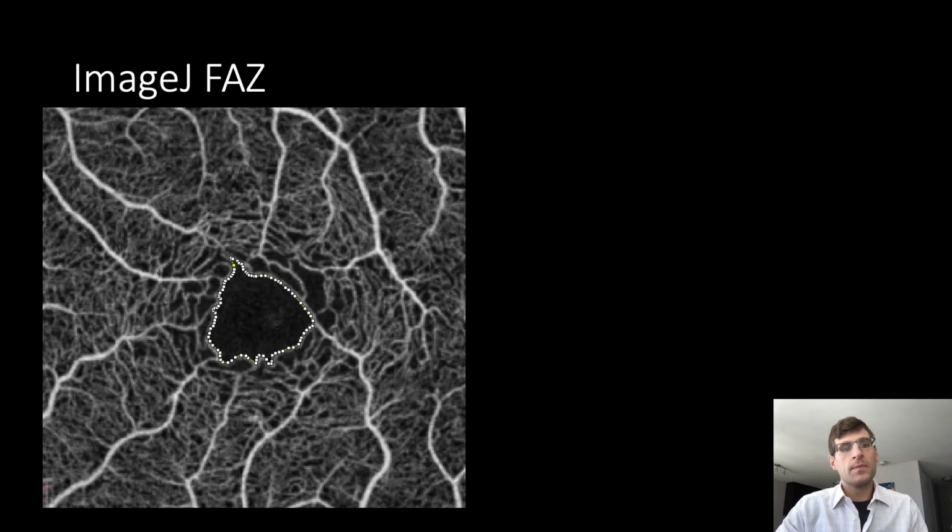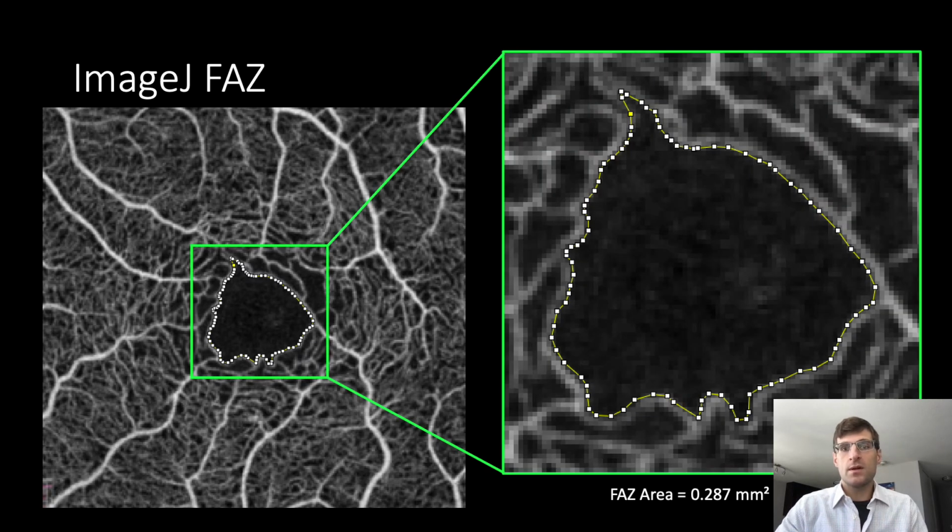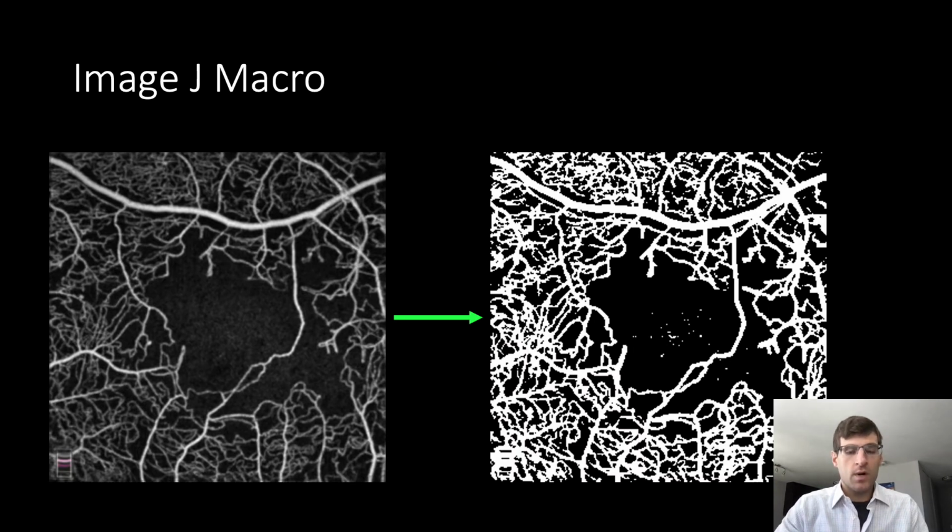We did the parafovea, in the full thickness, the superficial, as well as the deep. Then we took the full thickness scan, put it in ImageJ, and did a manual tracing of the FAZ, and we got a FAZ in millimeters squared. And then, how did we get GPD?